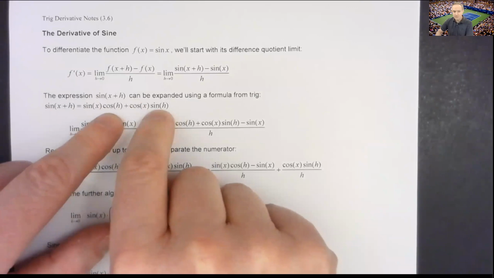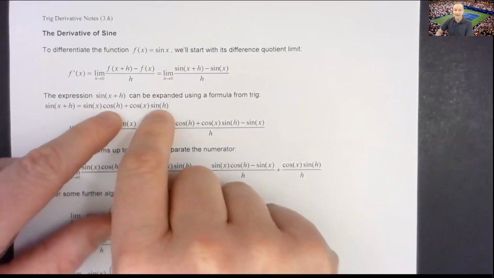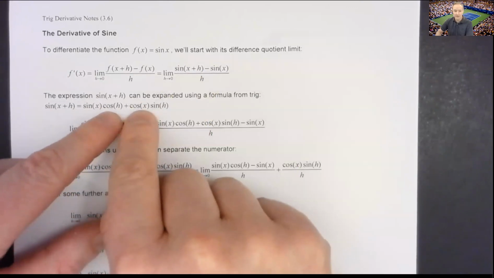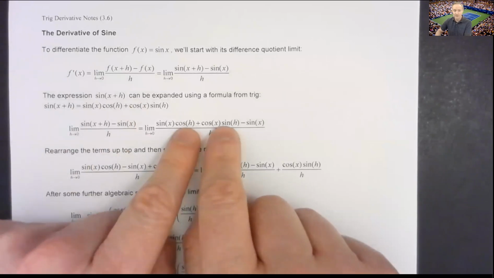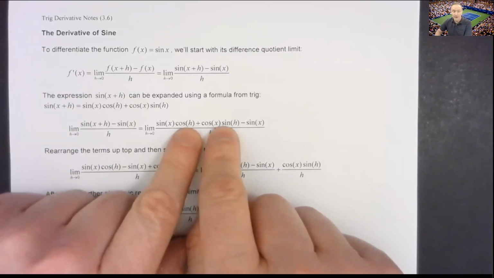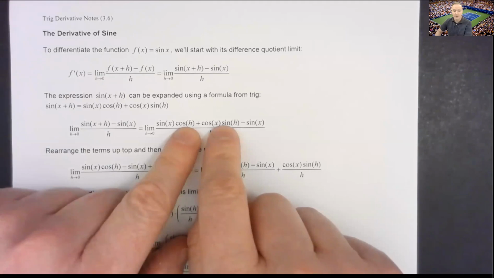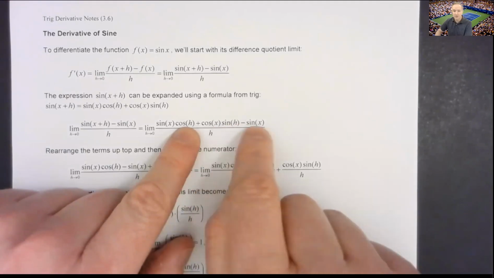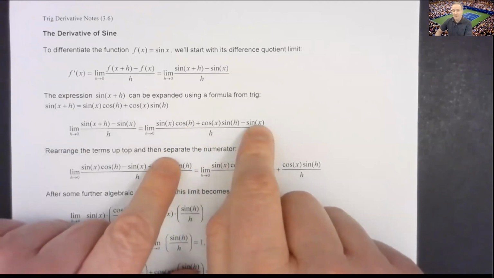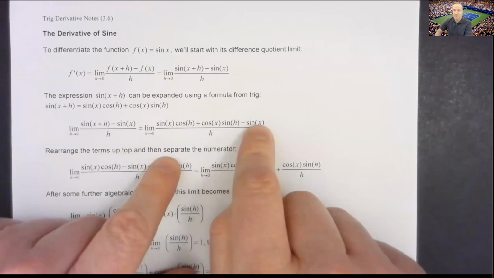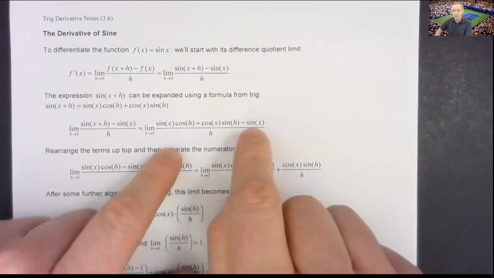Now, using that formula, I can expand out the sine of x plus h to this. That's what I've done in this step. So now I have the limit as h approaches 0 of sine x cosine h plus cosine x sine h minus the sine of x. In the next step, all I'm doing is rearranging the terms up top. Well, what do I want to do?